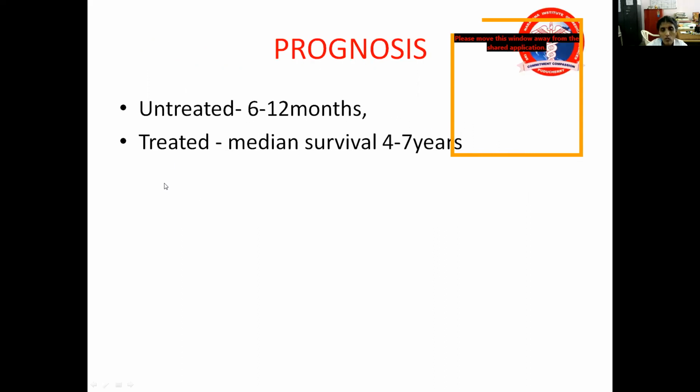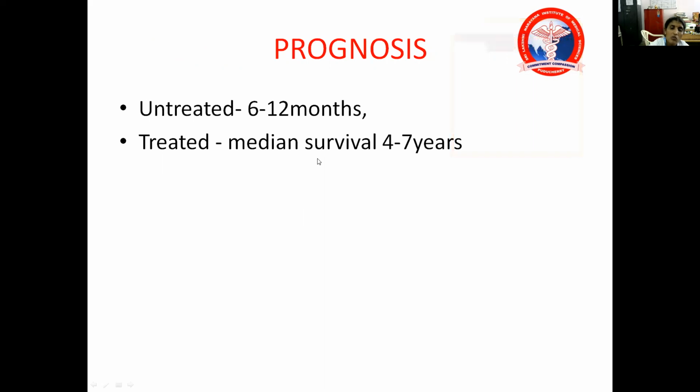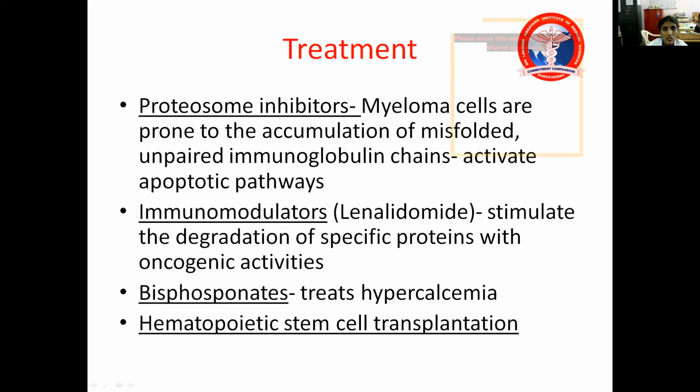So what about the prognosis of these kinds of patients? If left untreated, they have a survival of about 6 to 12 months. However, treated patients have a median survival of 4 to 7 years, depending on the morbidity of the patient. So what are the different types of treatments available for multiple myeloma? Number one is proteasome inhibitors.